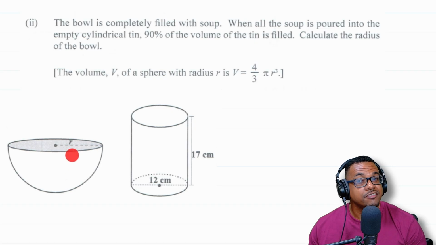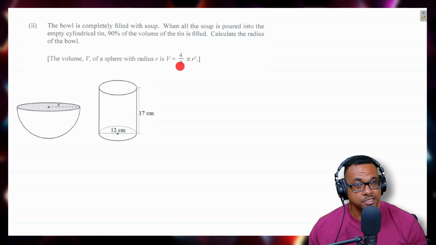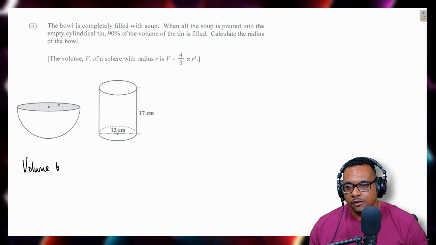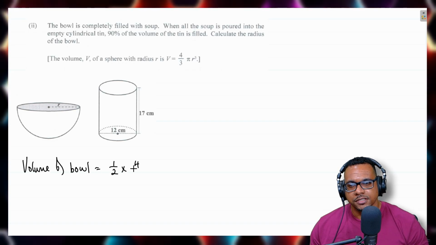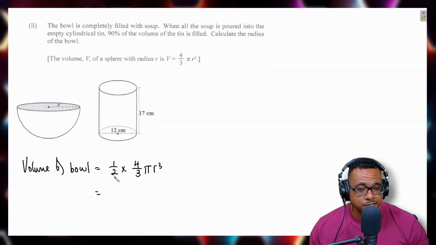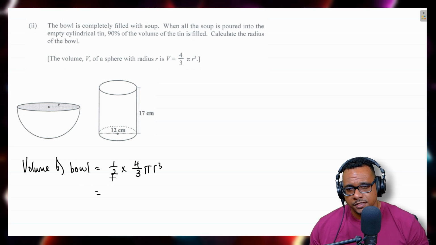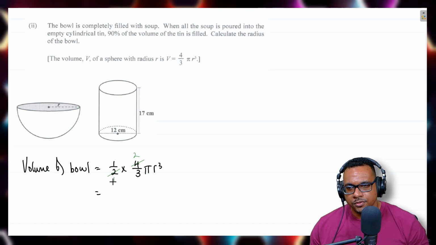But what we have here is half of a sphere. So the volume of this bowl will be half of 4/3 pi R cube. So I'll just put volume of bowl is equal to half multiplied by 4/3 pi R cube. So we can see that the 2 here will cancel with the 4. 2 into 2, 1, 2 into 4, 2. So you get 1 here and 2 here. So 1 by 2 is 2 and 1 by 3 is 3.